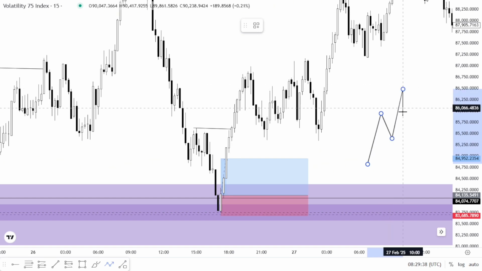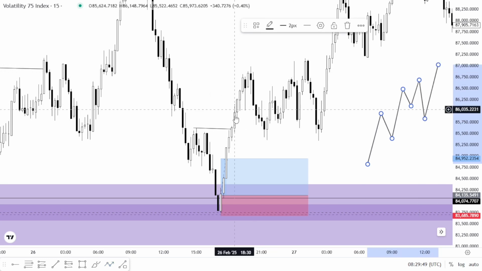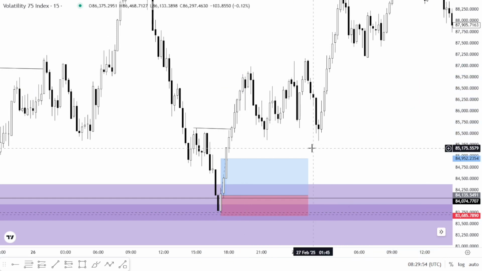Where we look at this particular kind of pattern, right here we have that already. So we're just going to go down to the 5 minutes time frame and look at the whole thing.